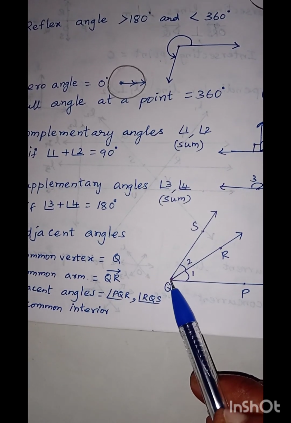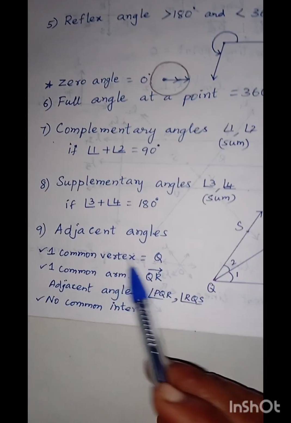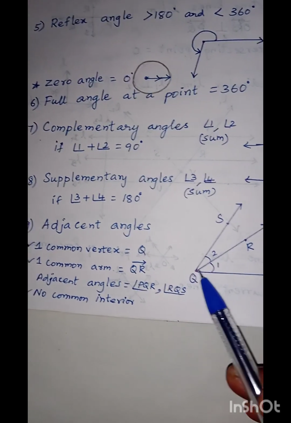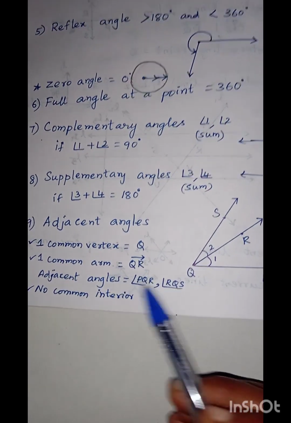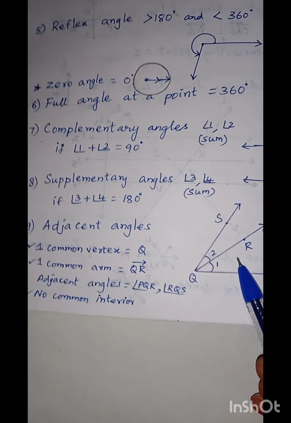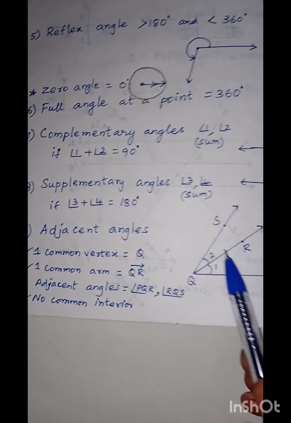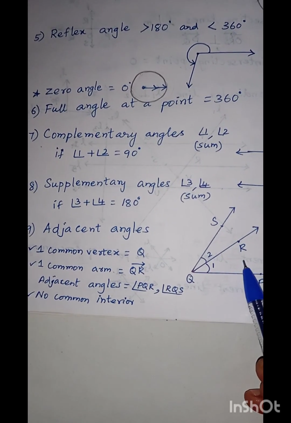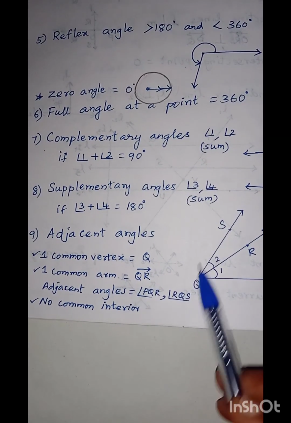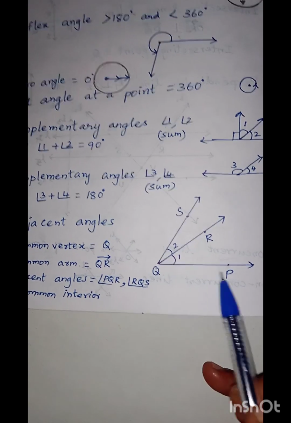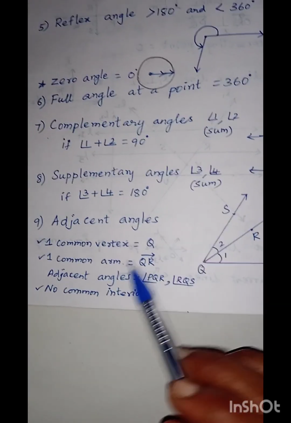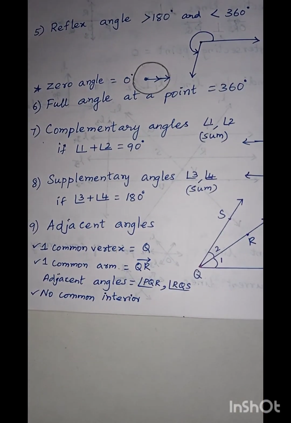These two angles have one common vertex as Q and one common arm QR. Next, there are no common interiors. That is, one angle is not lying on the other angle. Okay, now angle PQR and angle RQS are called adjacent angles.